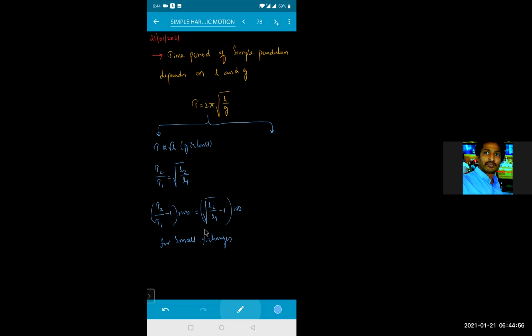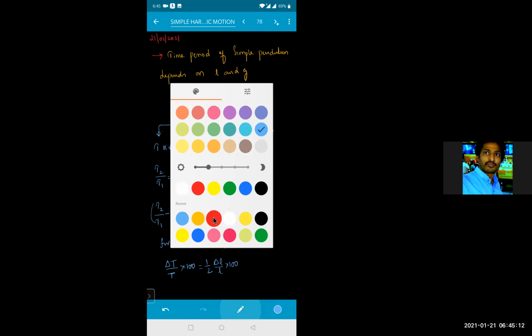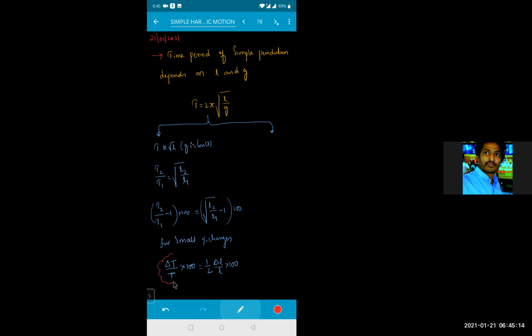For small percentage changes, how do you write this one? Delta T by T into 100 will be equal to half into delta L by L into 100.